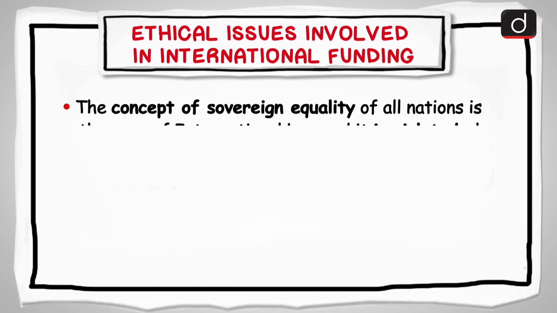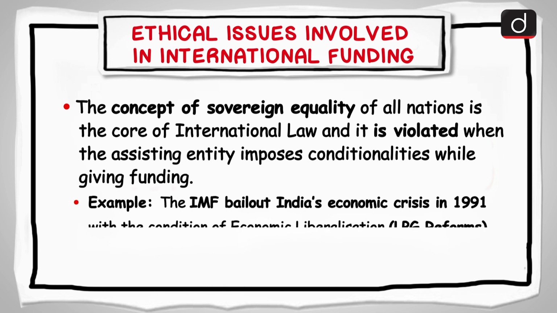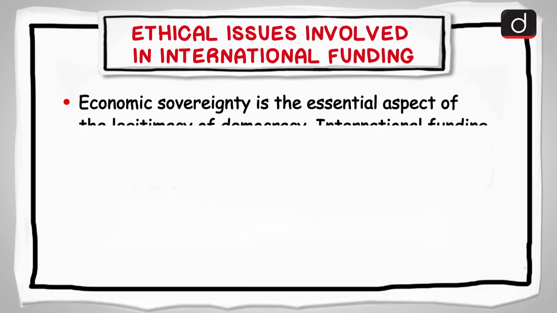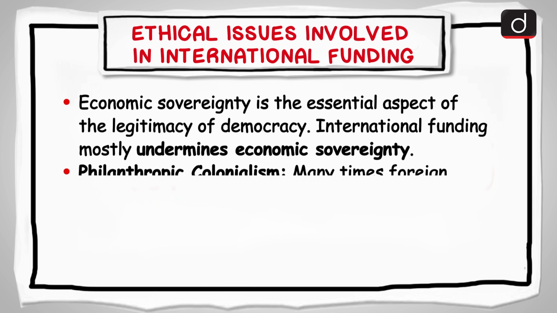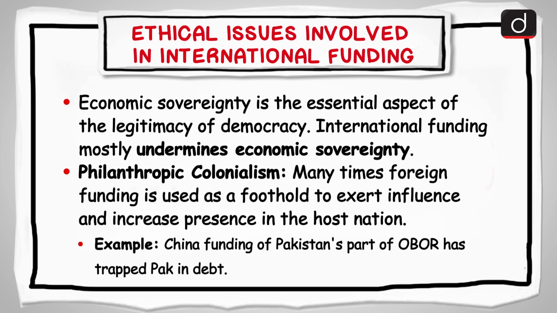The concept of sovereign equality of all nations is the core of international law, and it is violated when the assisting entity imposes conditionalities while giving funding. Example: the IMF bailed out India's economic crisis in 1991 with the condition of economic liberalization, the LPG reforms. Economic sovereignty is an essential aspect of the legitimacy of democracy. International funding mostly undermines economic sovereignty.